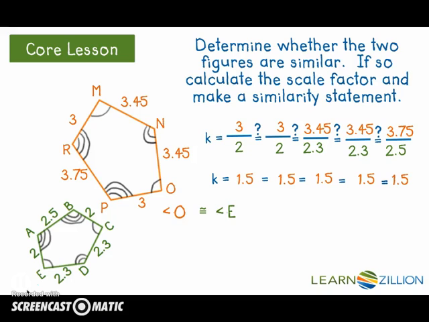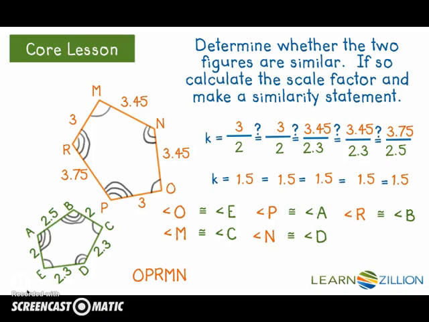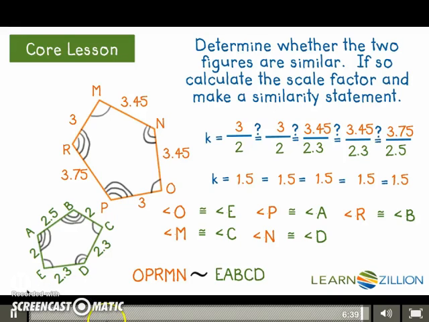And when we rotated and translated, we saw that our angles matched up with one another. Angle O congruent to angle E, angle P congruent to angle A, angle R congruent to angle B, angle M congruent to angle C, and angle N congruent to angle D. And when I write a similarity statement, I'm going to start at O, and I have O, P, R, M, N, and that would be similar to E, A, B, C, D. And again, I matched up all of my corresponding angles and sides.